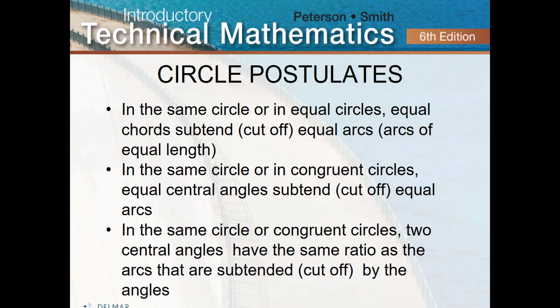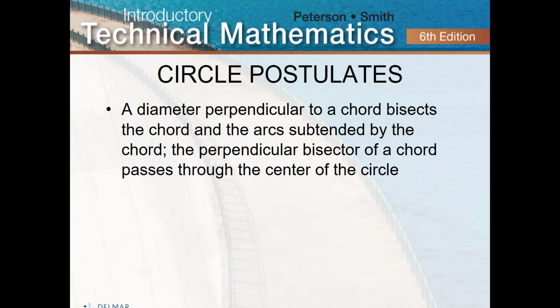In the same circle or in equal circles, equal chords subtend, or cut off, equal arcs. In the same circle or in congruent circles, equal central angles subtend equal arcs. In the same circle or congruent circles, two central angles have the same ratio as the arcs that are subtended, or cut off, by the angles. Let's see what this actually looks like. A diameter perpendicular to a chord bisects the chord and the arcs it subtends. The perpendicular bisector of a chord passes through the center of the circle.